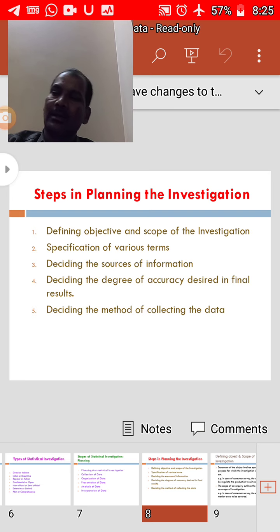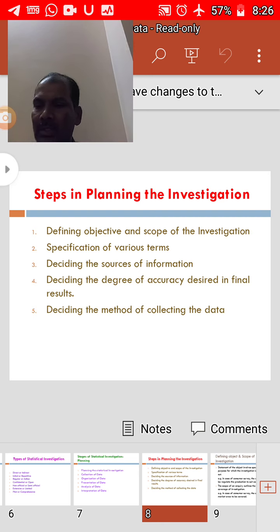Planning is the first and most important stage of statistical investigation. If the investigation is not well planned in the beginning itself, the investigator may not acquaint himself with the practical difficulties which he has to encounter in the actual execution of the plan. Hence he has to plan the investigation. The steps required to plan the investigation are: define the objective and scope of investigation. This is the first step.